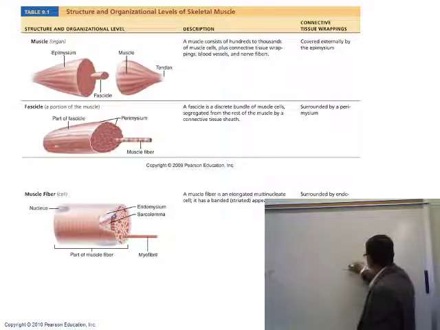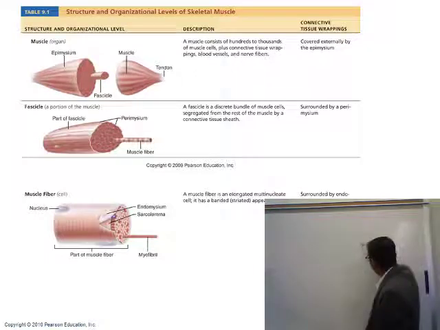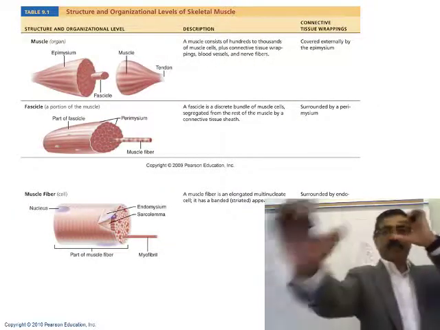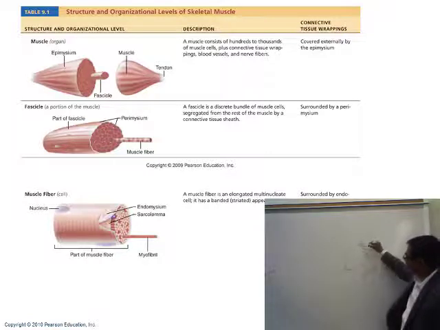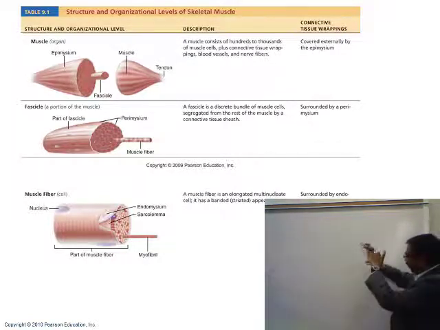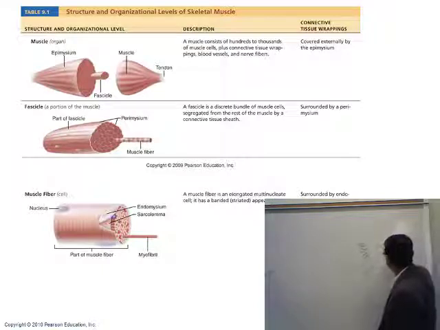So, this is the whole muscle, and if I cut it, inside the muscle, you will see very nice round structures, columns. Those are called fascicles. So this is the whole muscle, right? If you cut it, inside the muscle, you will see many round structures, columns. Those are called fascicles. Okay.